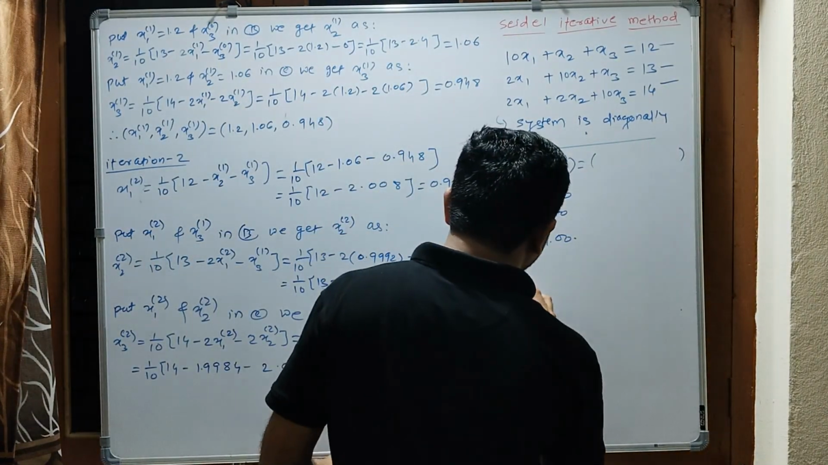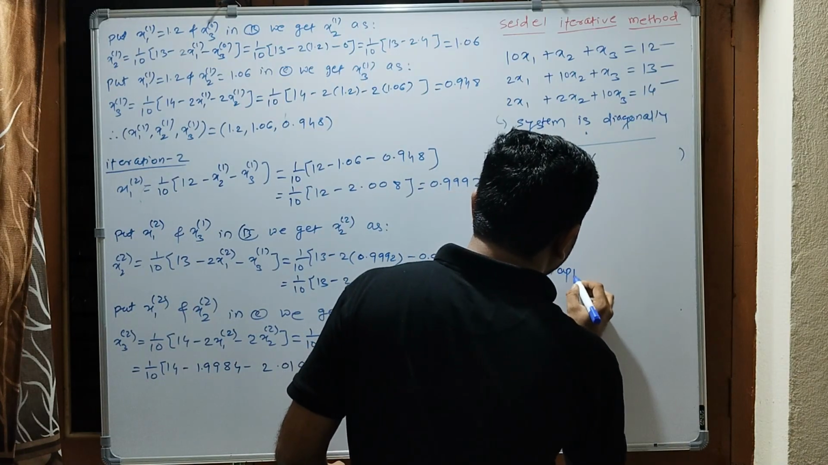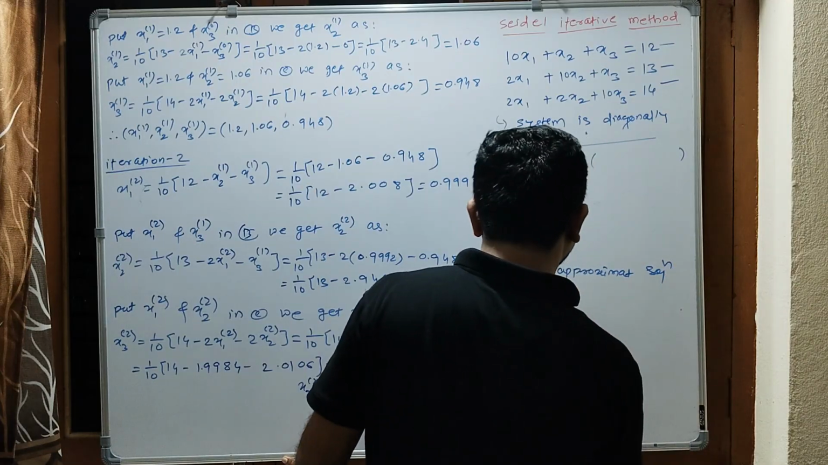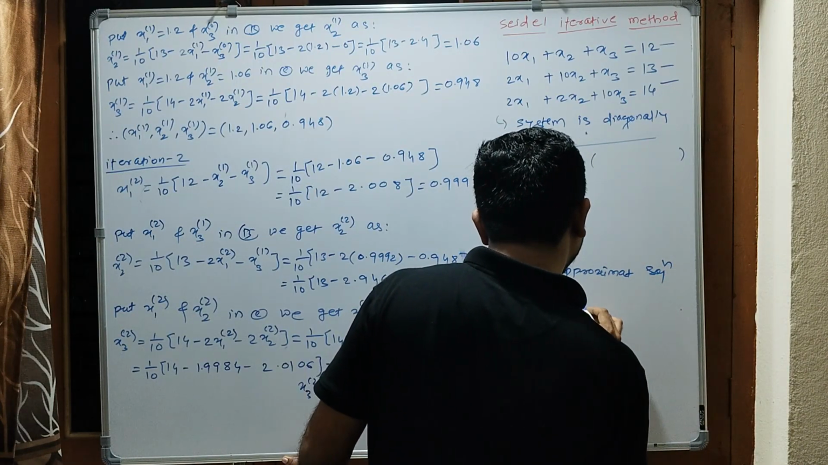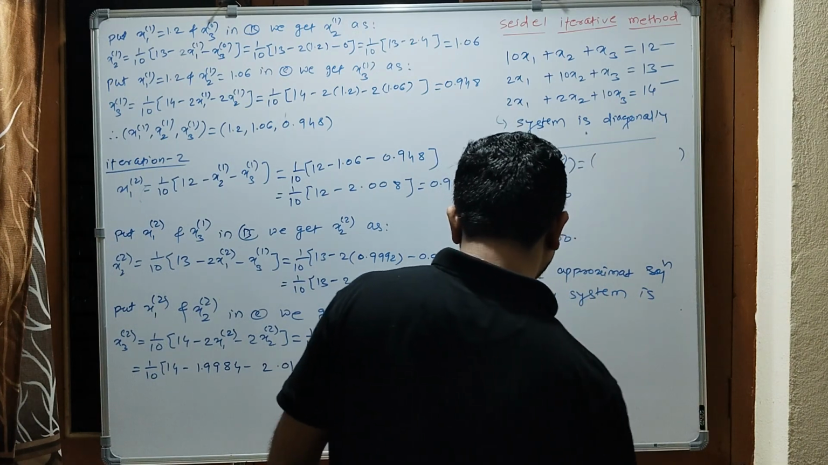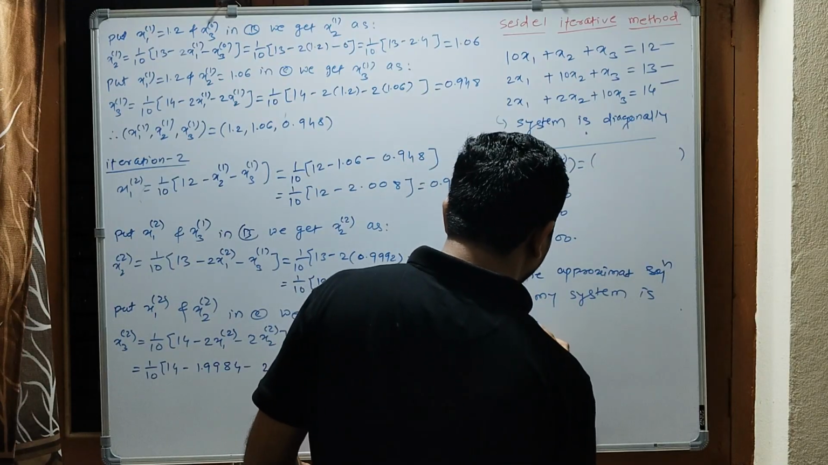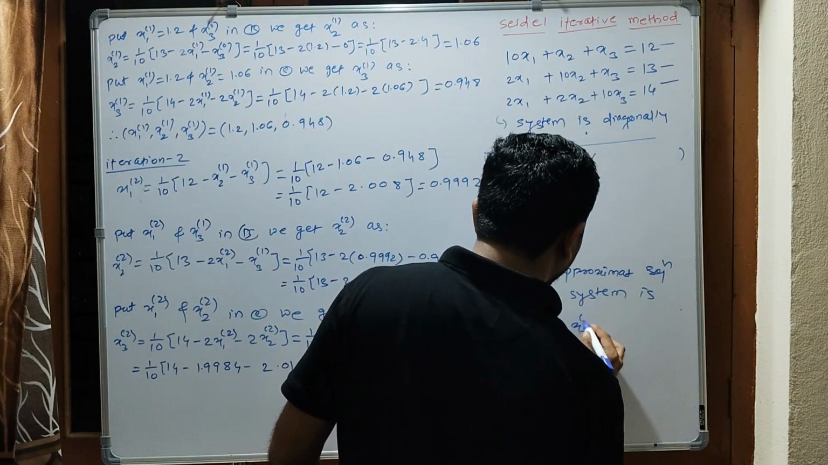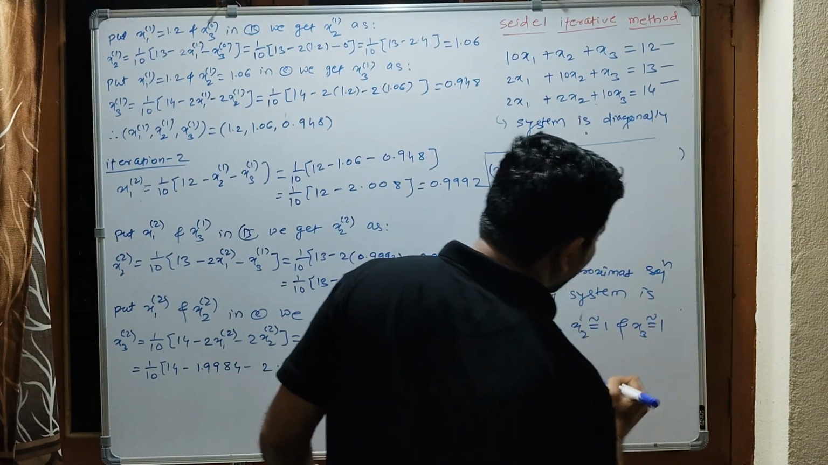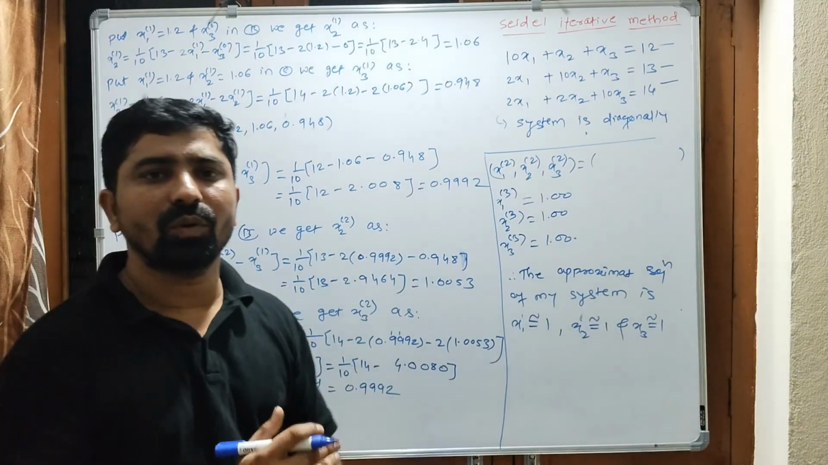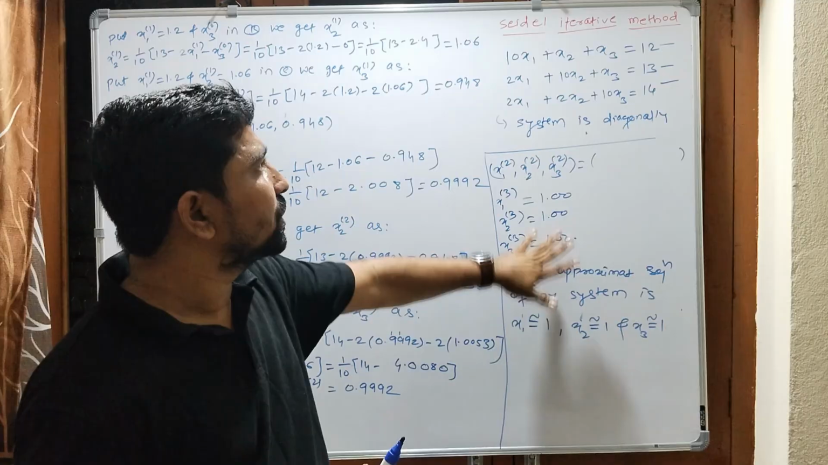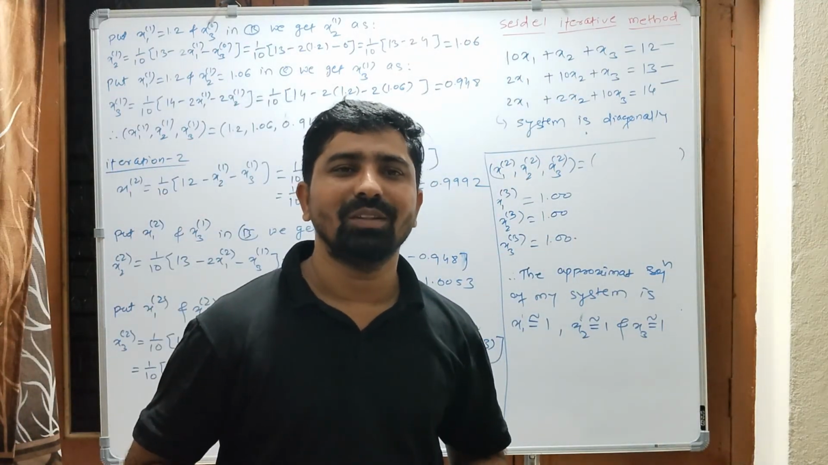Therefore, the approximate solution of my system is x1 approximately equal to 1, x2 approximately equal to 1, and x3 also approximately equal to 1. So this is the solution of my system of equations. In this way we can find the solution of any system of equations by the Gauss-Seidel iterative method. Thank you.